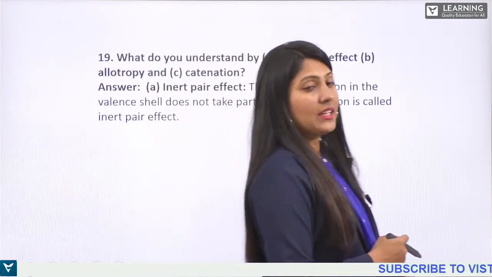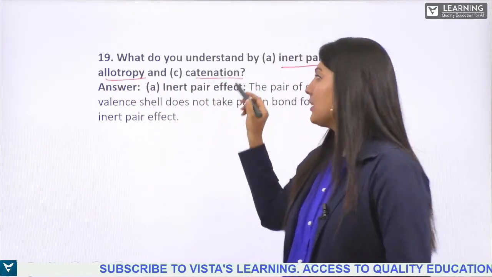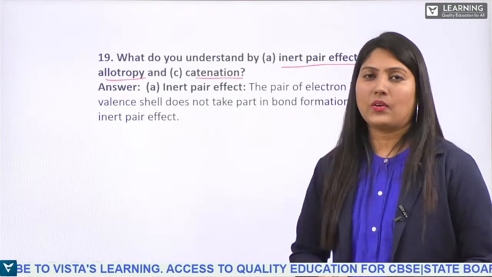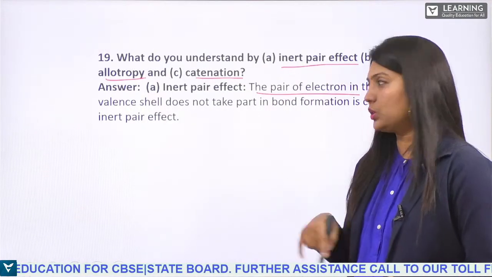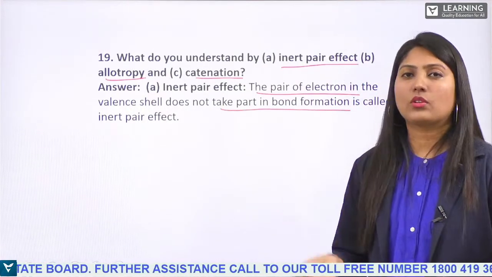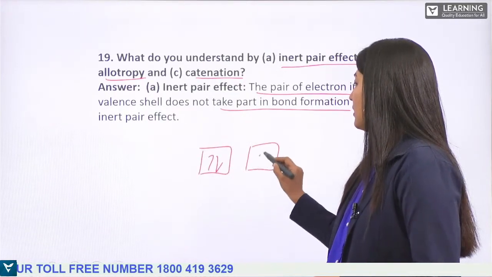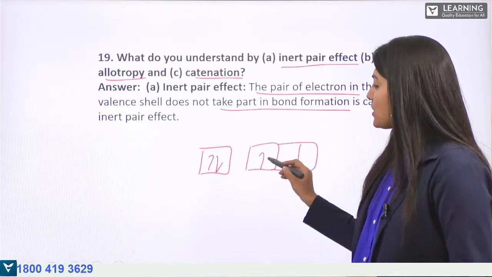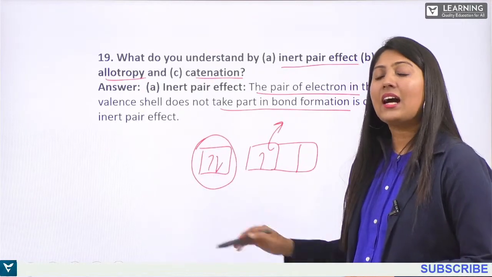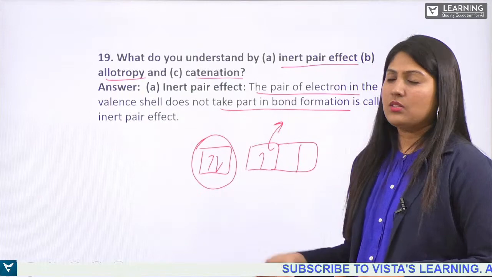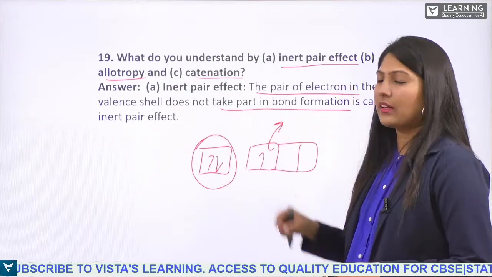Next, what do you understand by inert pair effect and allotropy and catenation? Okay. Allotropy we just saw, right? What do you mean by inert pair effect? The pair of electrons in the valence shell, the outermost shell, does not take part in the formation of bonding. If I have two electrons in the outermost shell and in the p orbital I have one electron, only this one electron is taking part in bonding and these two are not, then they are inert. Inert means they don't react. So they don't participate in the formation of bonding, then we call it the inert pair effect.